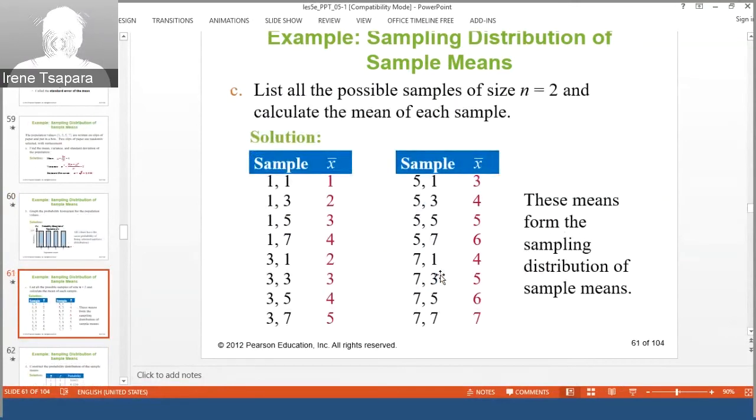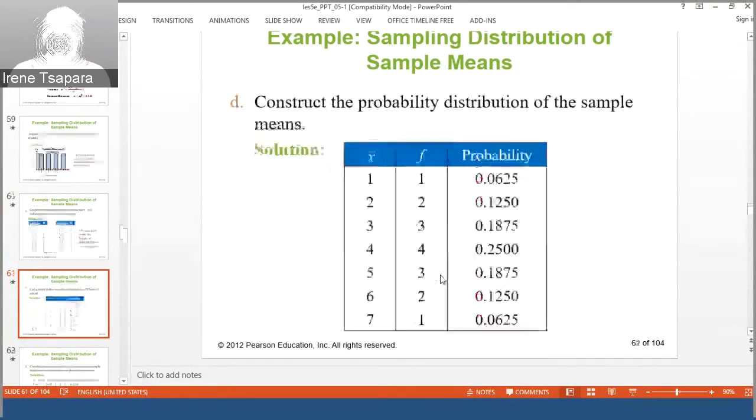Now, we look at the means for each one of the different samples of size n that we can have. So we take all the different combinations of the numbers 1, 3, 5, 7 that we may have. These are the ones that you see on your board. And we calculate the mean for those samples. So with red, you see the means of those samples. Up to here is simple.